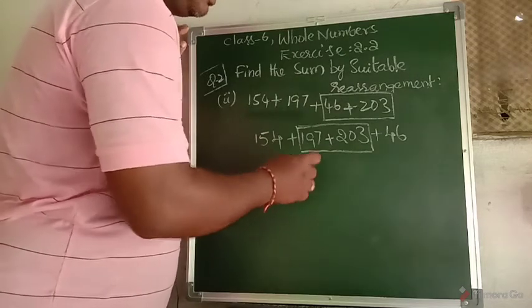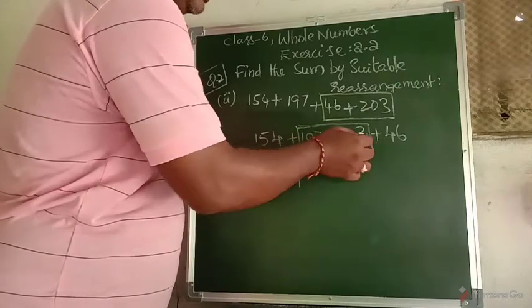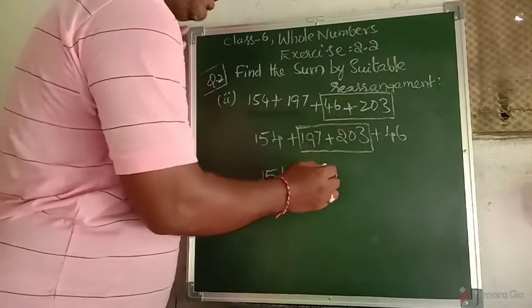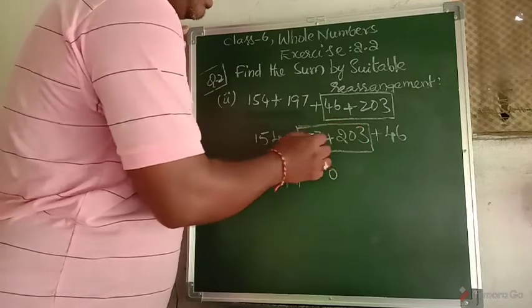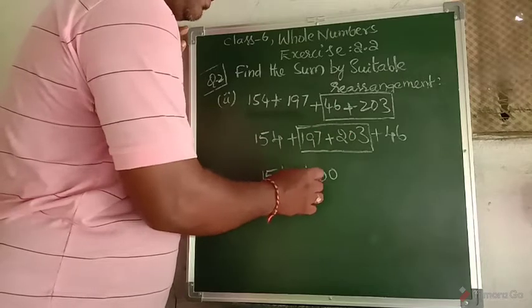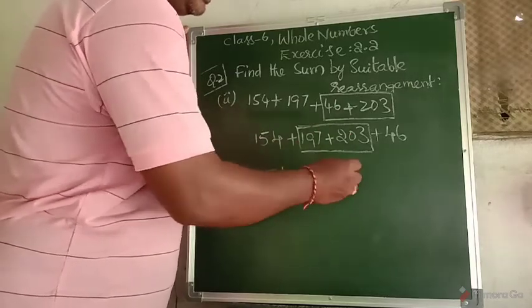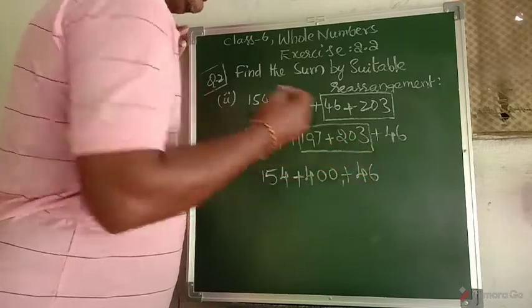197 plus 203: 3 plus 7 is 10, write 0, carry 1; 1 plus 9 is 10, write 0, carry 1; 3 plus 1 is 4. So 400 plus 46.